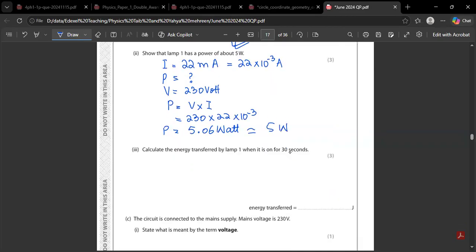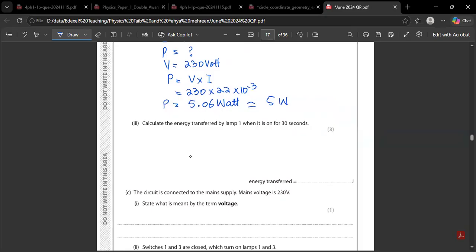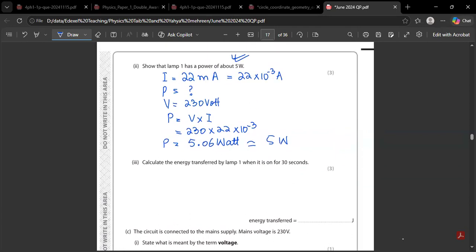Now calculate the energy transferred by lamp 1 when it is on for 30 seconds. Sir, can you give me one minute? I'll just write down the steps. So we are talking about energy transfer. Since power equals energy transfer over time, we will multiply the power with time, so we will get energy. Energy equals power times time.